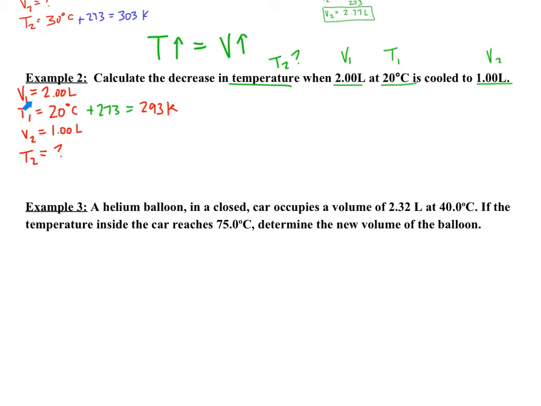So my volume is going from 2 to 1. That's a decrease in volume. So my volume is decreasing. So remember, volume and temperature are directly related. So whatever your volume does, your temperature has to do the same. So that means my temperature has to decrease as well. If my temperature starts at 293, then this new temperature has to be something less than 293. So let's see if that's true.